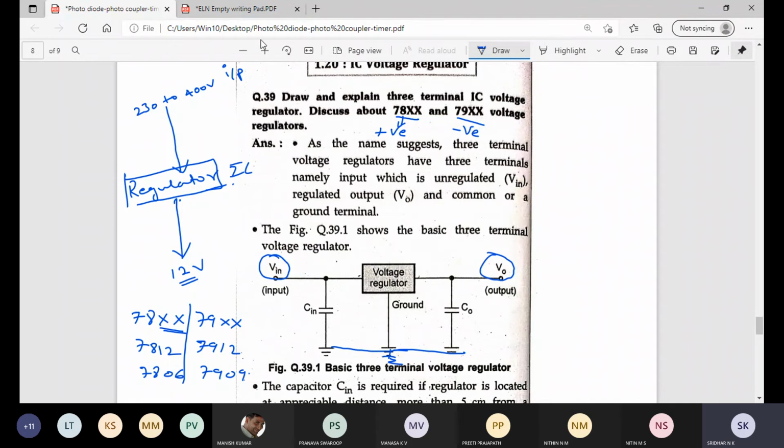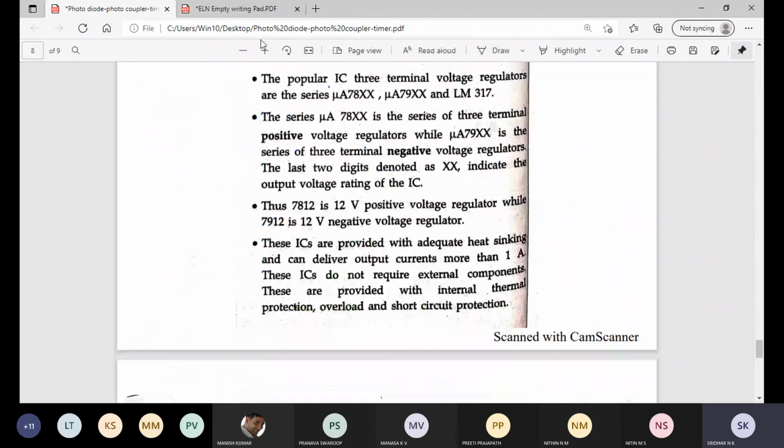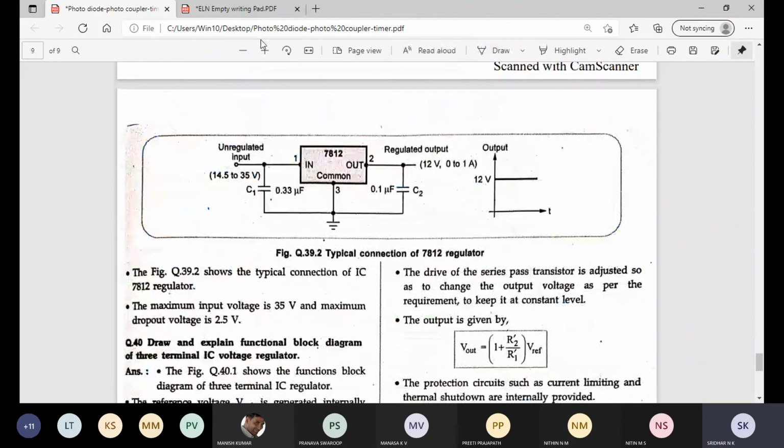Okay, so that is what they have told in all these things. So now you can see here, if you see this circuit, connection, they have used 7812. Can you see here? They have used 7812 IC. What does this mean? It is positive. 78 refers to positive. That's why the output is positive. How many volts output? It is 12 volts. That's why positive 12 volts output is there.